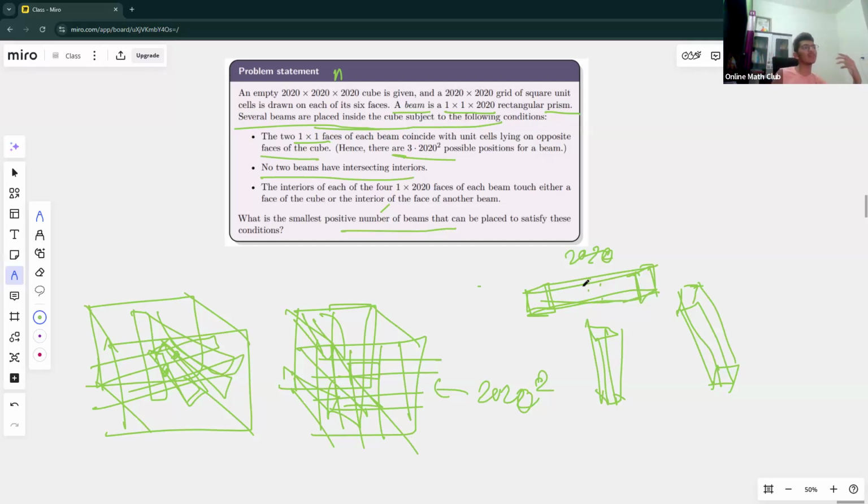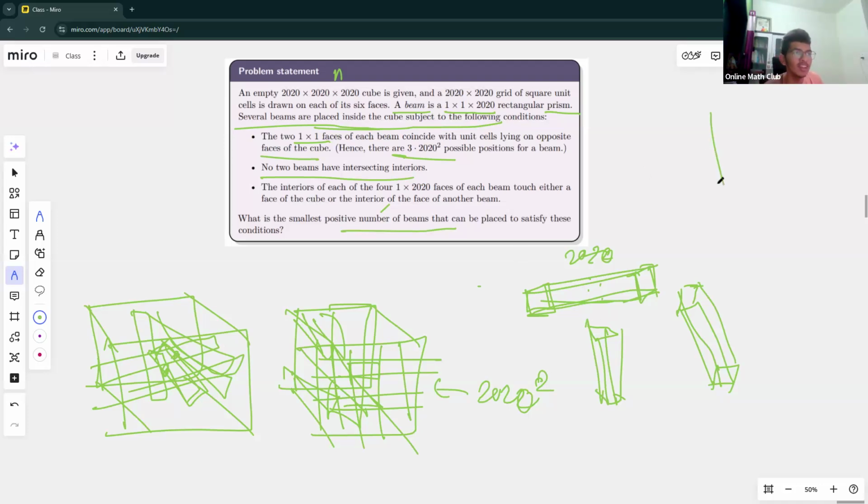So can anyone come up with some construction? Or what should we do? What are your first thoughts? Yeah, we can flip a cube. It's isomorphic, so you can just consider this, or anything. So if something works for the x, y, z beams, we can define that also.